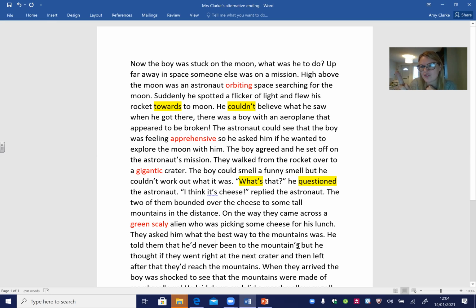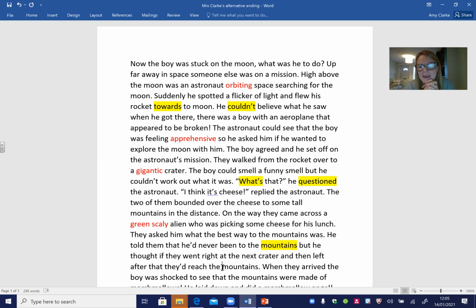Oh, straight away, I can see another one of your wishes. You told me that I didn't need an apostrophe before the S on mountains, because I'm just talking about lots of mountains. It is not because the mountain belonged to anybody, or because it's two words joined together to make a shorter word. But he thought if they went right at the next crater and then left after that, they'd reach the mountains. Right, last change I would like us to make. I would like us to think of an adventurous vocabulary word to describe the mountains. What could it be?